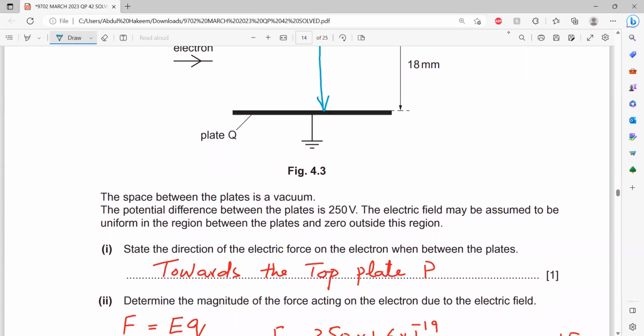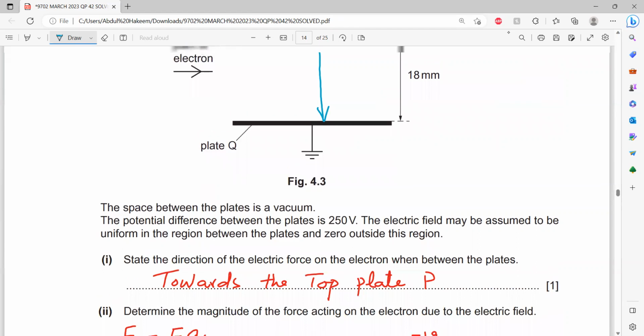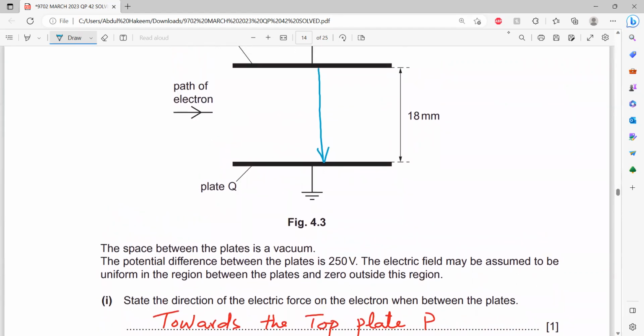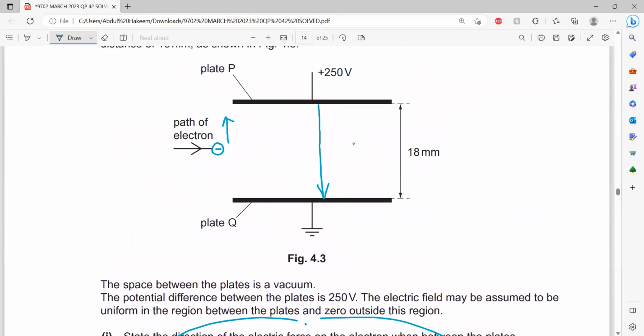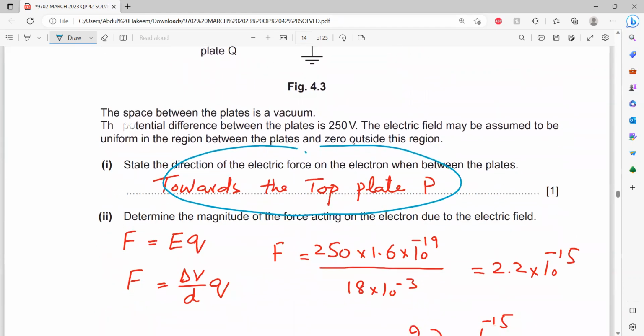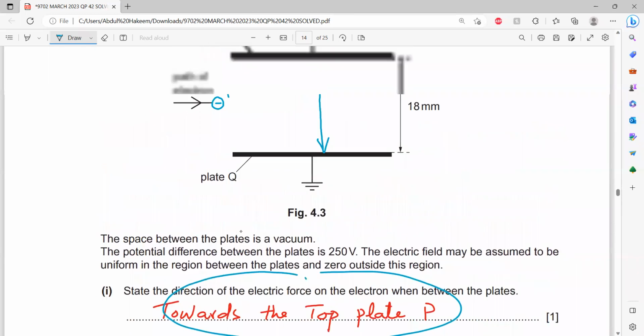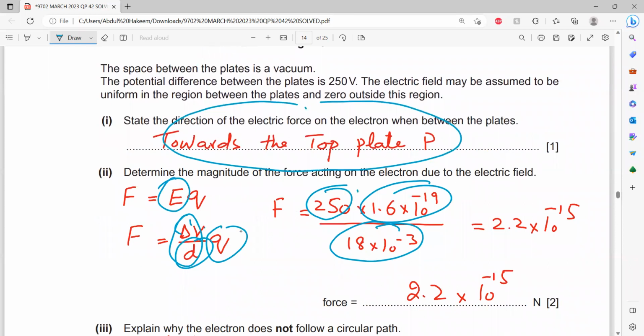State the direction of the electric force on the electron when it is here. Okay, look, suppose this is electron, so it's negatively charged. Definitely it is attracted by the positive plate. So we will write here towards the top plate, meaning towards the P plate. Look at this. Determine the magnitude of the force acting on the electron. F is equal to EQ, and E is equal to delta V over D. So delta V potential difference is 250, and the charge of the electron is this, divided by separation, because it is 18 millimeter, so 18 times 10 power minus 3, so 2.2 times 10 power minus 15. This is the electric force experienced by the electron.